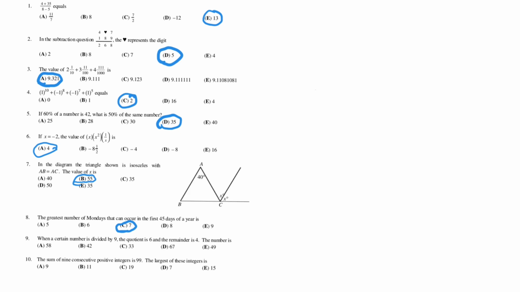Number 9. When a certain number is divided by 9, the quotient is 6 and the remainder is 4. Let the number be x. X divided by 9 means x over 9. A fraction is another way to write the division.